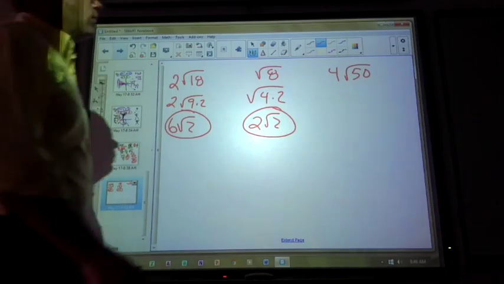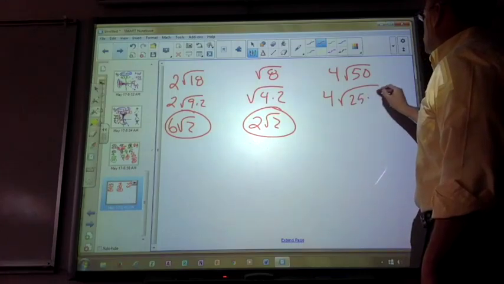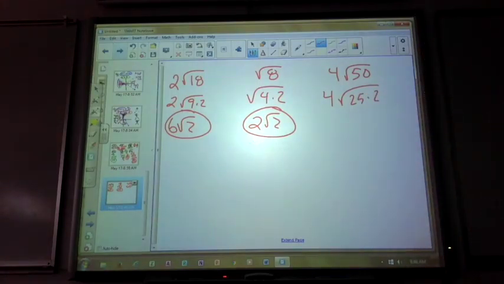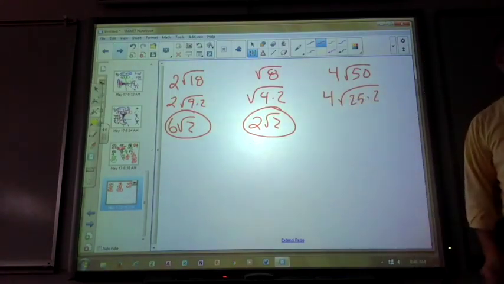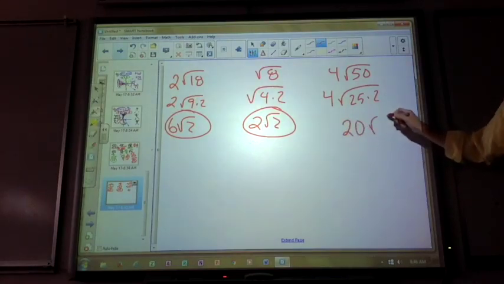What does 50 break down to? 25 and 2. What's the square root of 25? 5. What does that 5 do with that 4? Multiply. So what's the answer? 20 root 2. Done.